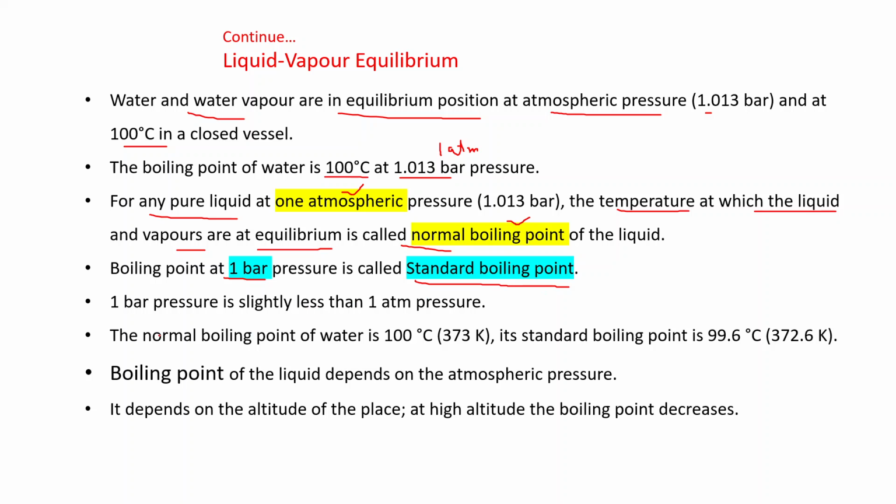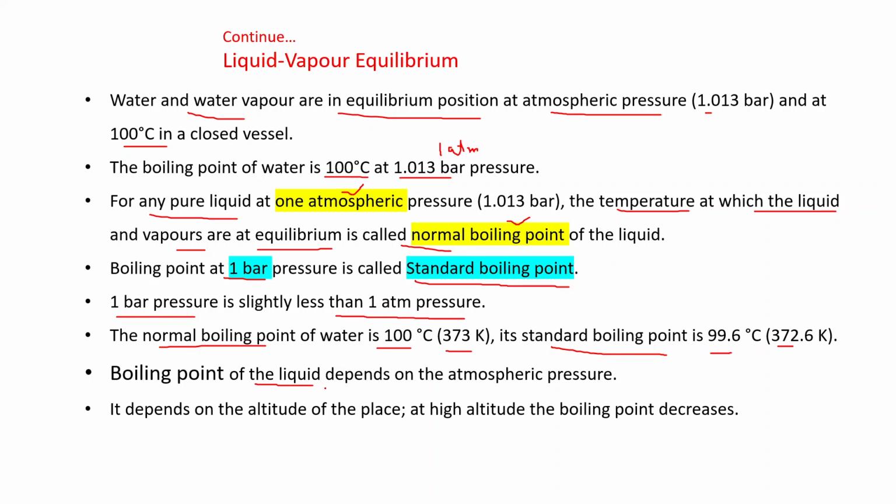And as we know, 1 bar pressure is slightly less than 1 atm pressure. That's why the standard boiling point of a given liquid is smaller than the normal boiling point. Okay, for example, the normal boiling point of water is 100 degrees Celsius, that is 373 Kelvin, and its standard boiling point is 99.6 degrees Celsius, that is 372.6 Kelvin.